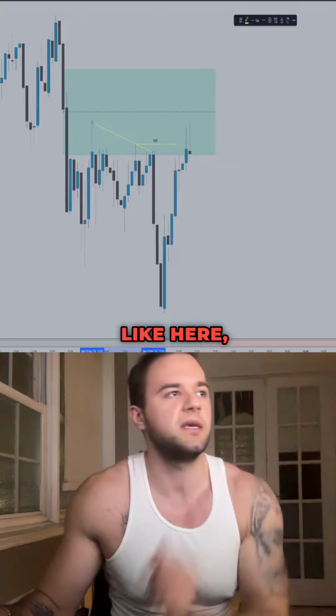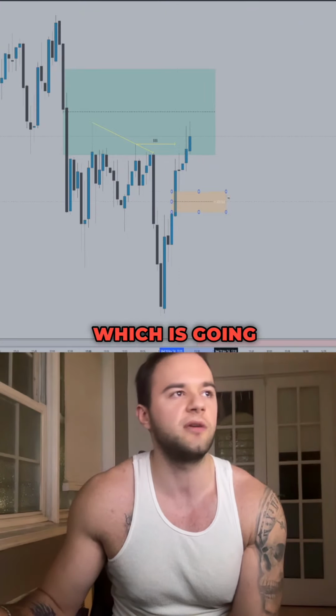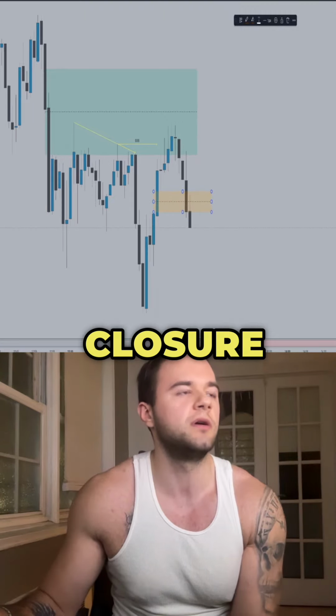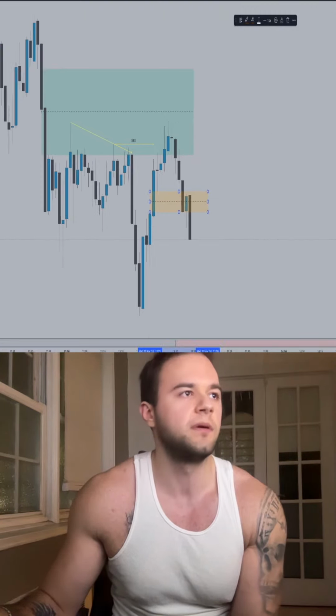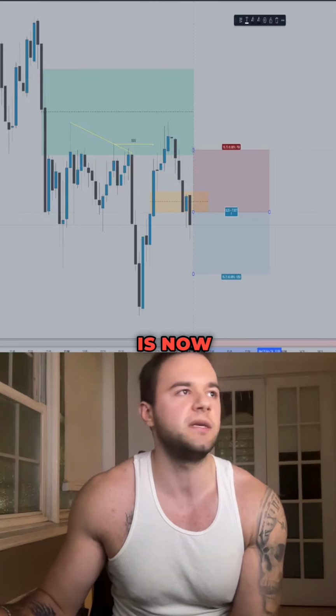Once it's swept, like here, we're going to mark the opposite fair value gap that we expect to get rejected, which is going to be this one here. Then you're going to wait for a candle closure under the fair value gap. Once you have a candle closing below the fair value gap, it is now inverse.